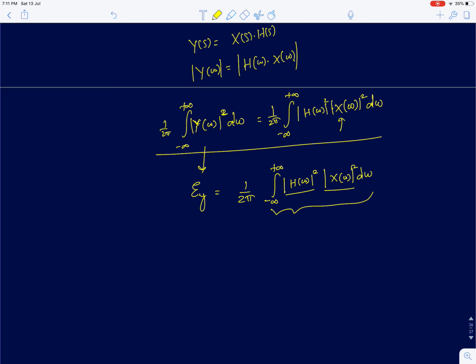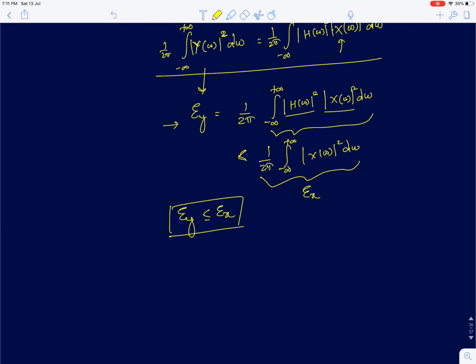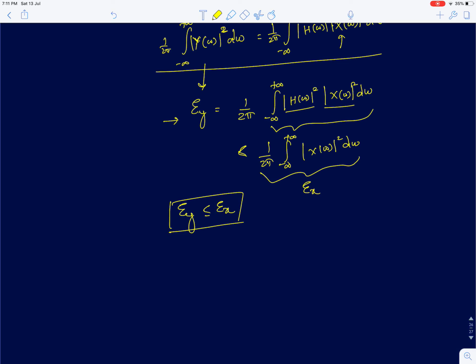Then this result should be true for any signal, okay. This is a general result. I'll write that Ey has to be less than 1 by 2 pi integral minus infinity to plus infinity mod of X of omega the whole square d omega. This is nothing but Ex. So it follows simply that Ey should be at max, if there are no losses, equal to Ex. It should always be less than Ex. The energy of the output should always be less than the energy of the input.